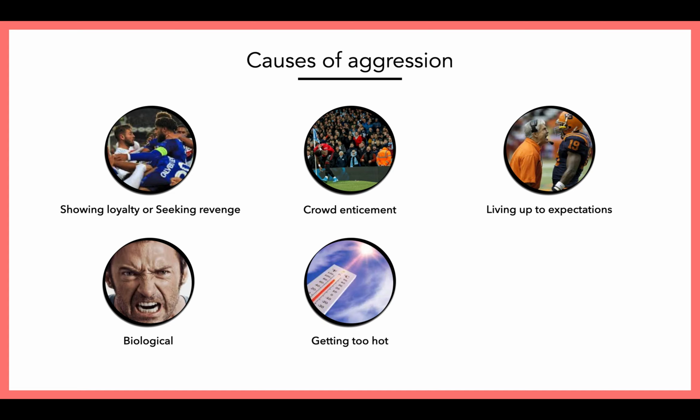In the environment, getting too hot. So the environment can play a factor, and there have been studies and research that suggest that people get more aggressive when they're in a hot environment. They get flustered, they're sweating, they're really hot, they feel uncomfortable, and it takes the tiniest of things to annoy them and cause an act of aggression.